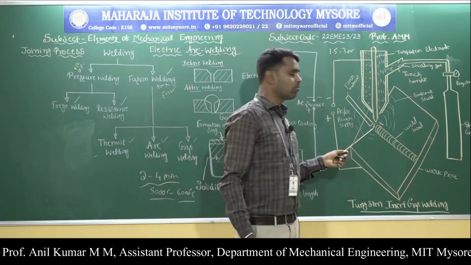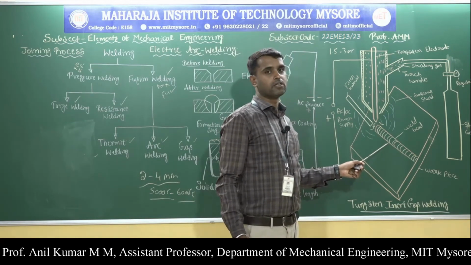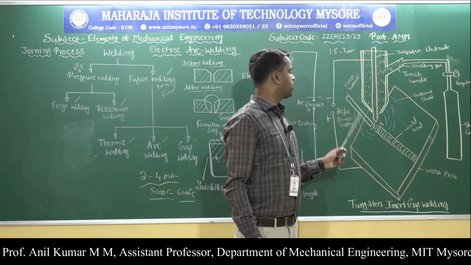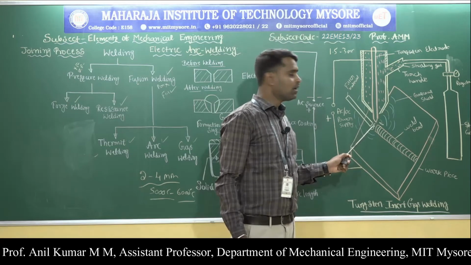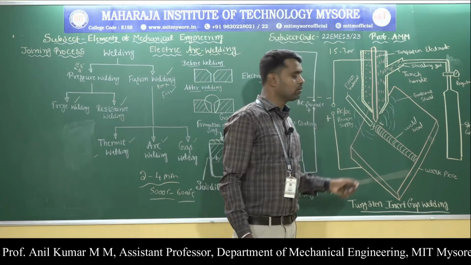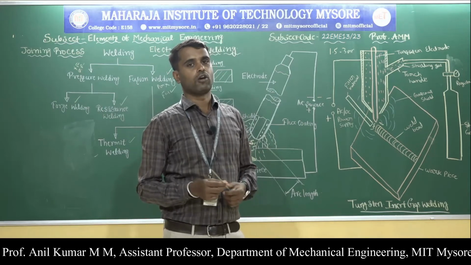This arc temperature is very high. Due to the high temperature, it melts the edges of the metal pieces. At the same time you add the filler material, that means additional material. This filler material is also melted. This molten filler material combines with the molten workpiece material, and after cooling you will get a strong solid joint.